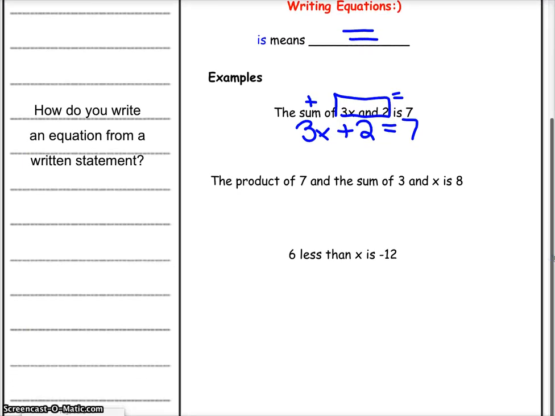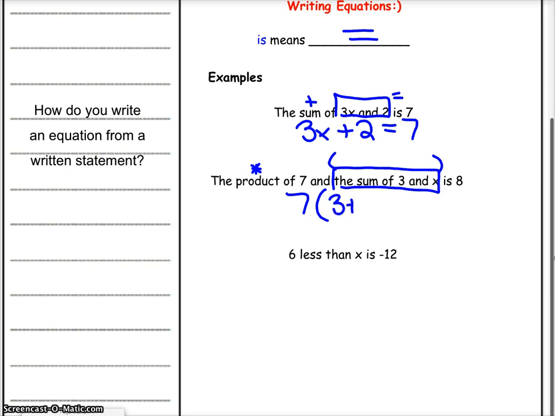The product of, what's product mean? So I know I'm going to multiply. The product of 7 and, and this. Anytime you have two operating symbols, you're going to have parentheses involved. So I'm saying the product of 7 and the sum of 3 and x.